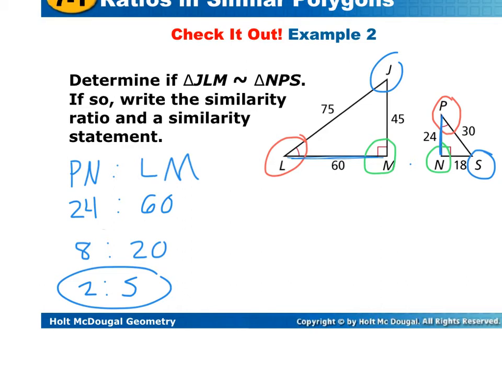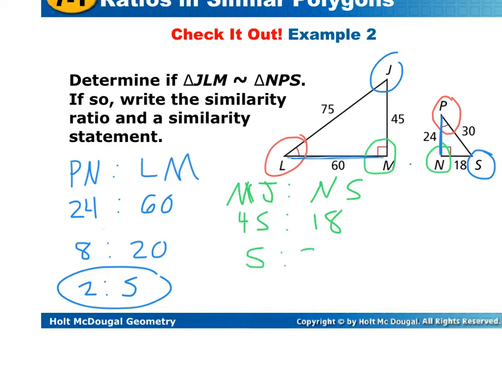So what's another pair of congruent sides? I said MJ and then NS. MJ and NS. Perfect. So MJ is 45 and NS is 18. So let's see if those have the same ratio. You can do it by 9. So we divide 9 into both of these. So 9 goes into 45, 5. Oh, it's 5 to 2.